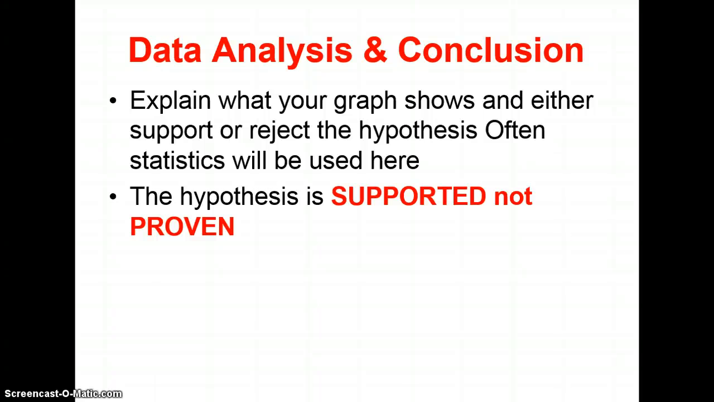Don't say that your hypothesis was proven. I proved that fertilizer makes plants grow faster. What you want to say is your hypothesis was supported. That way you leave a little leeway for further experimentation. If we do lots and lots of experiments, our hypothesis first became a conclusion. If lots of scientists do experiments that support that conclusion, that's when we get a theory. A theory has lots and lots of support. But don't say proven, just make sure that you say supported. And hopefully that helps you with the scientific method.